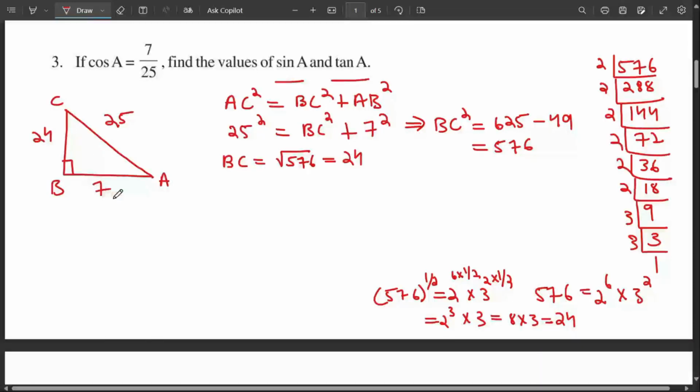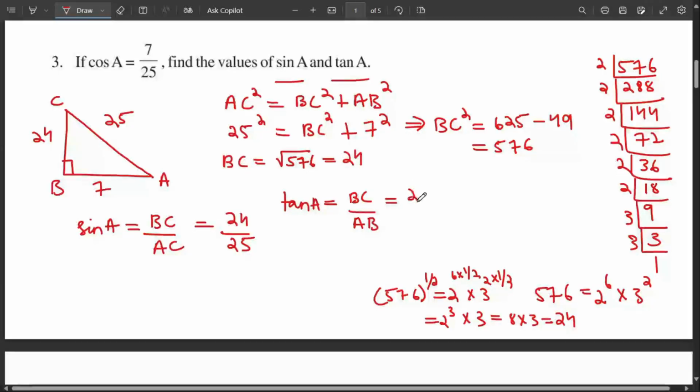Now again we need to find the value of sine A and tan A. So sine A is equal to opposite side BC divided by the hypotenuse AC. So BC is equal to 24, AC is equal to 25. Then tan A, which is equal to opposite side BC divided by the adjacent side AB. So BC equal to 24, AB equal to 7.